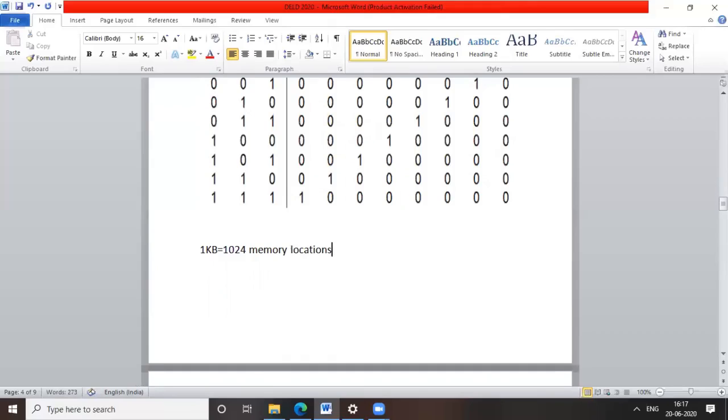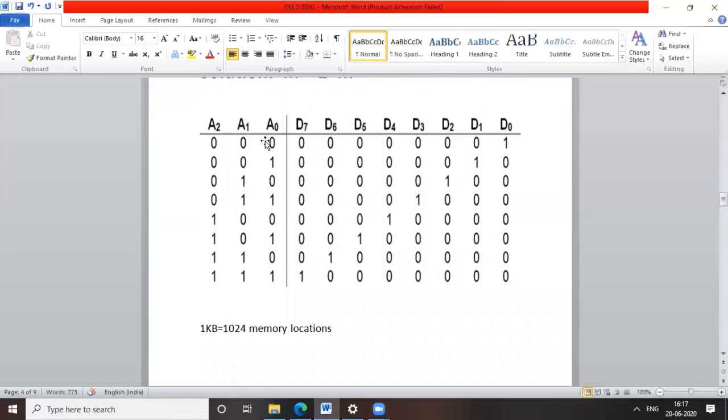We can say that each output of the decoder will correspond to one memory location. Suppose I want to select the 0th memory location of the RAM. In that case, the input should be 000, because due to this 000, D0 will be selected, and D0 corresponds to the 0th memory location. Now, if input lines are 111, which output line will become active? D7. D7 means the memory location having address 7 will be selected. So each output line of the decoder corresponds to one memory location.